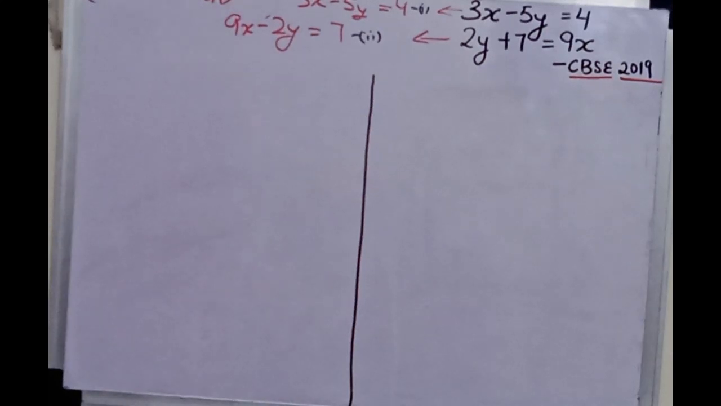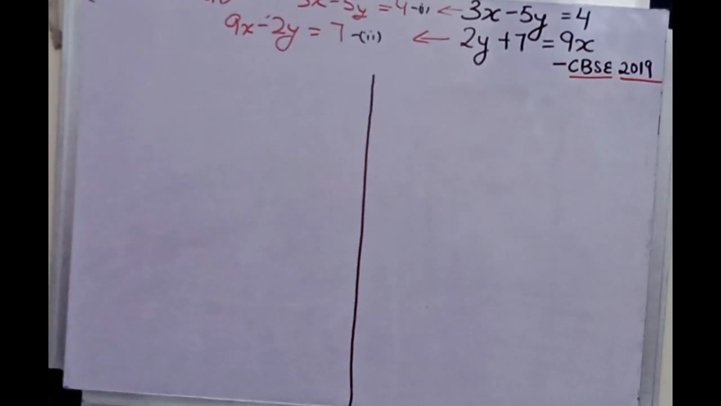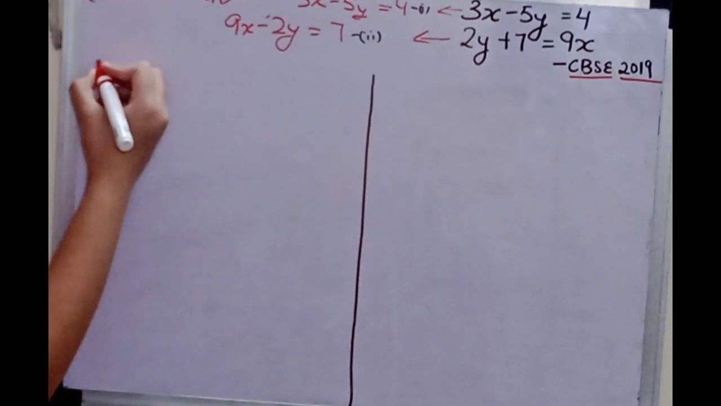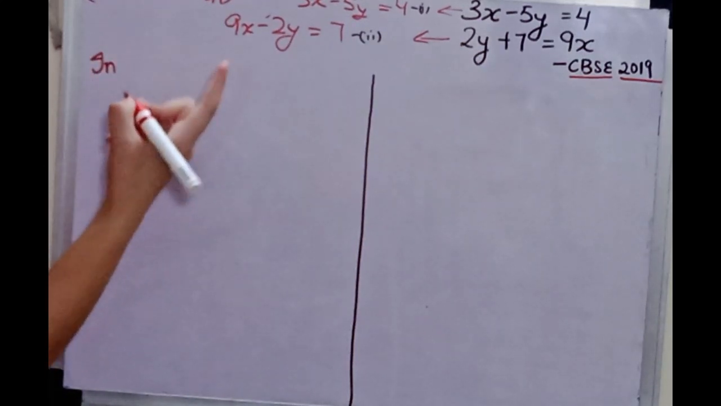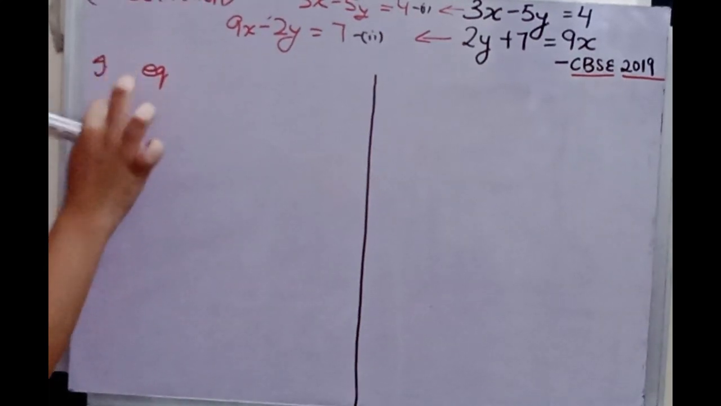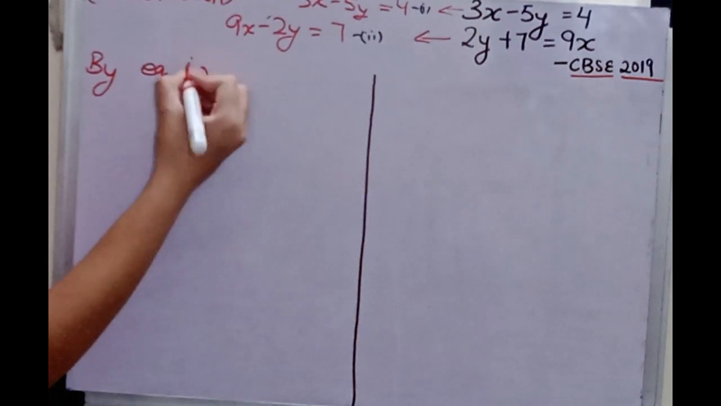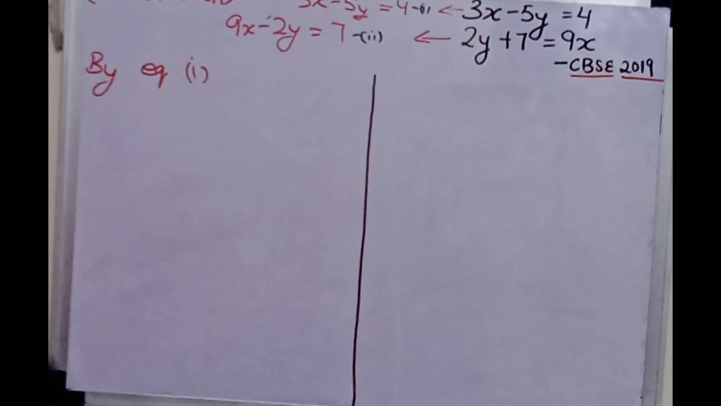In the substitution method, we can either substitute the value of x or we can substitute the value of y. Generally, we start with the substitution of the value of x only. So here I am going to substitute the value of x. Let us say I am doing it in equation 1.